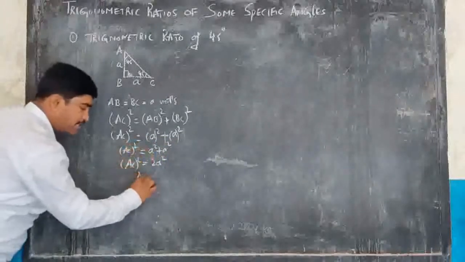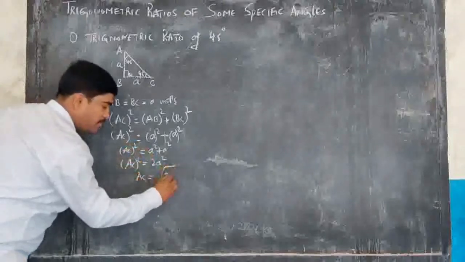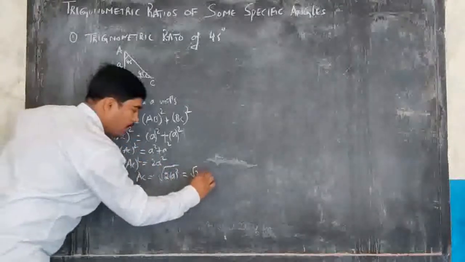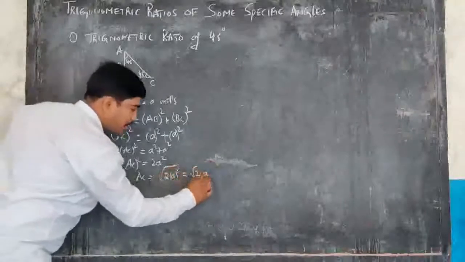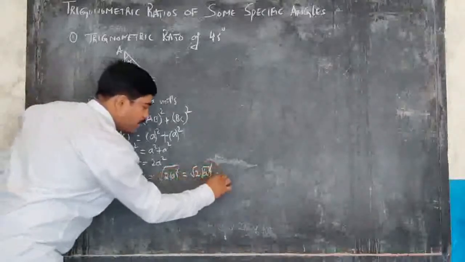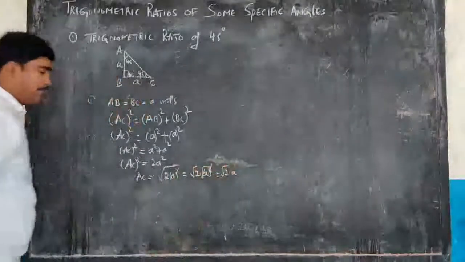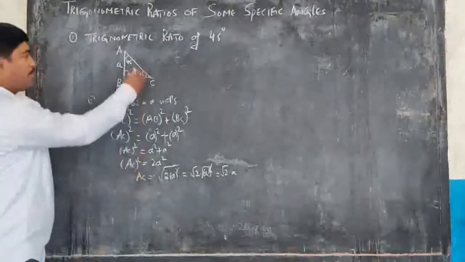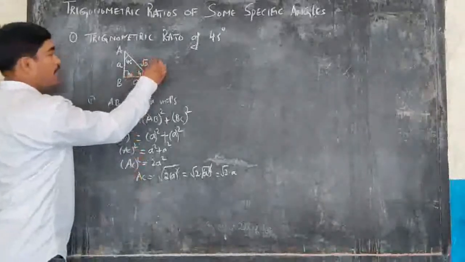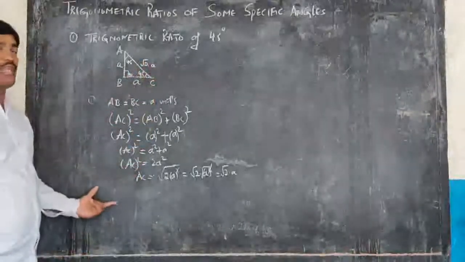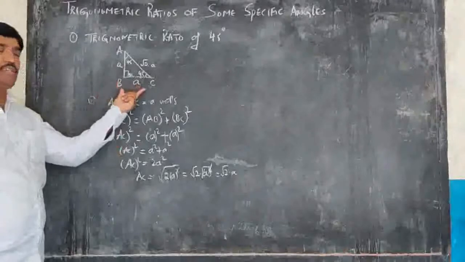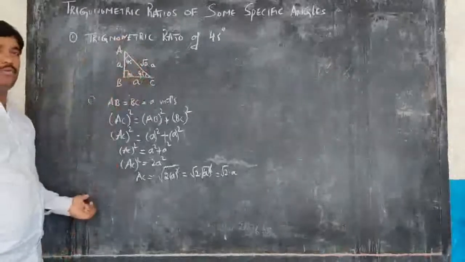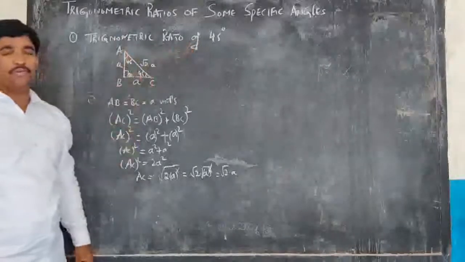I need the value of only AC, so I take the square root. It becomes root of 2 into a square, which is root 2 into a, since the square root of a square cancels. So the hypotenuse AC is root 2 a units in length. Now I know AB, BC, and I have found AC. When all three sides are known, how do we find the trigonometric ratios of 45 degrees?